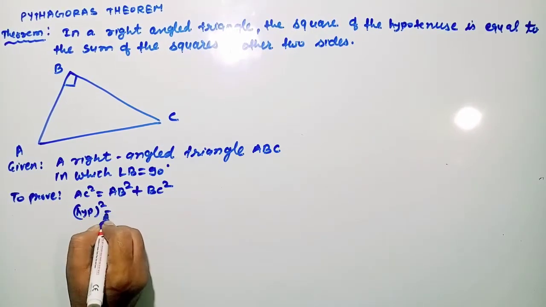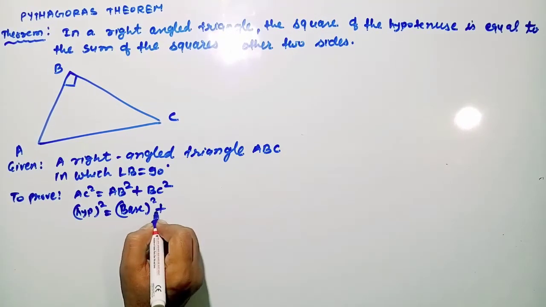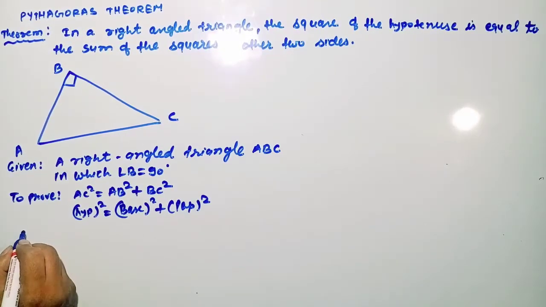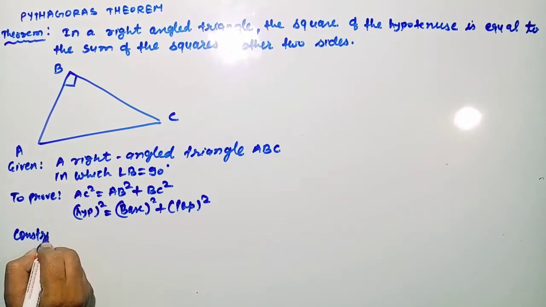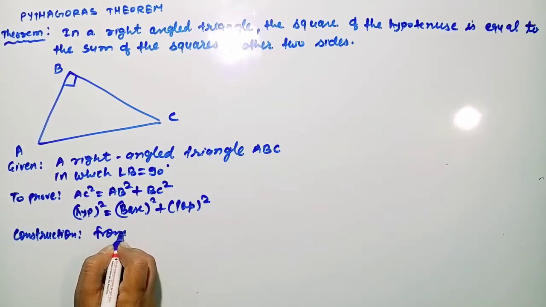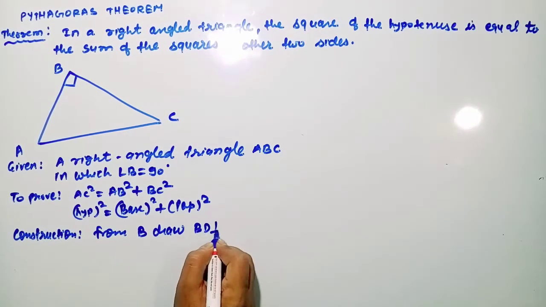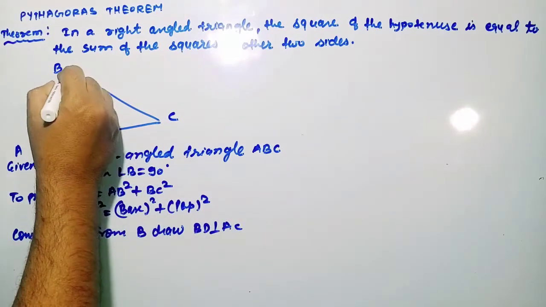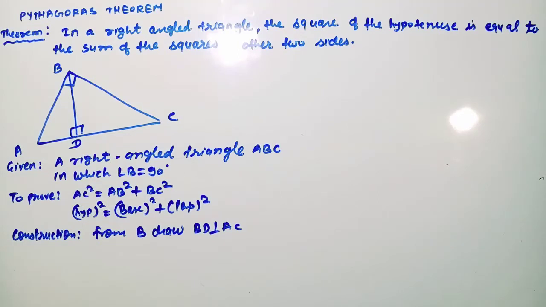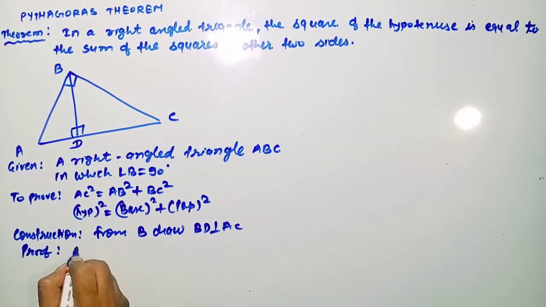So we can write hypotenuse square is equal to AB is base, square of base, plus perpendicular. BC is what? Perpendicular. So let us construct from B, draw BD, which is perpendicular on AC, right, student? So let us do the proof over here.